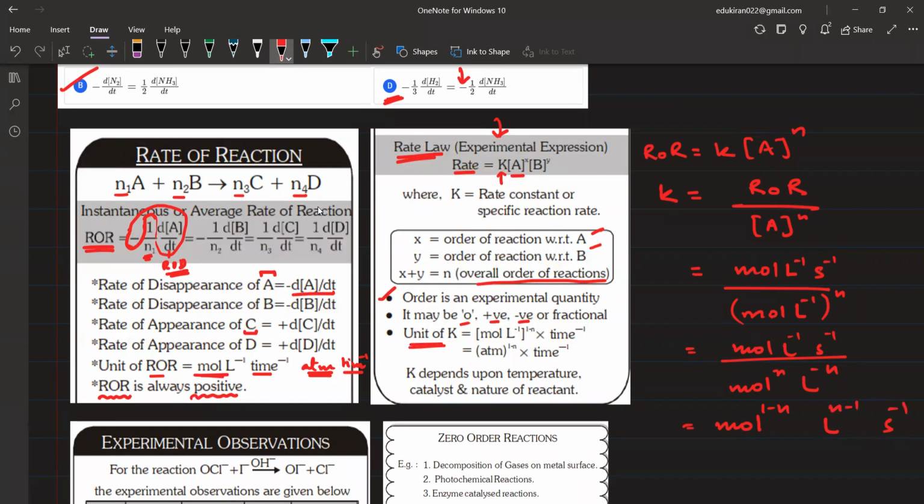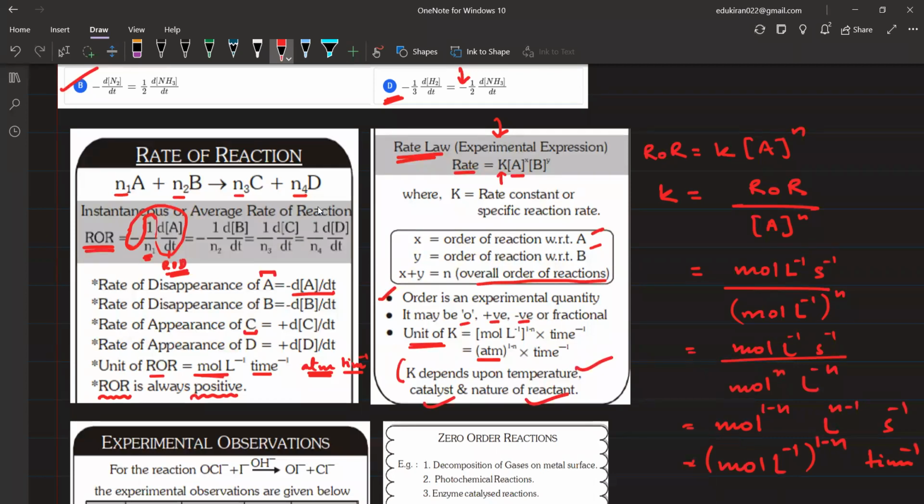So in total, you can see it like this: mole to the power 1 minus n and liter to the power n minus 1 into second inverse. Or you can just remember moles per liter to the power 1 minus n. It can also be written as moles liter inverse to the power 1 minus n into time inverse. Similarly, if you have gases, then atm to the power 1 minus n time inverse.